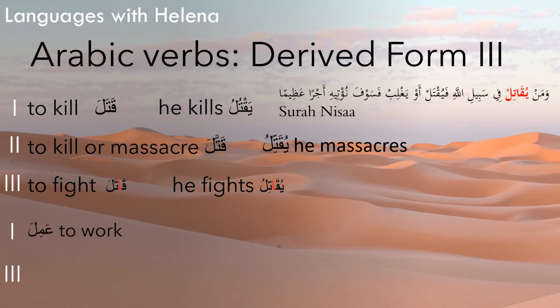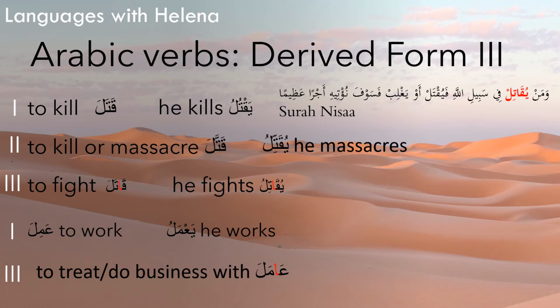Here we have 'amila, which means to work, and then ya'malu is he works. If we do the same thing for form 3, so we add that alif after the first letter, we end up with 'aamala, which means to work with someone else or to treat someone else. The way you're acting or working with someone becomes a kind of reciprocal thing. So 'aamala with the alif in form 3 means to treat or to do business with someone. And then yu'aamilu is he treats.